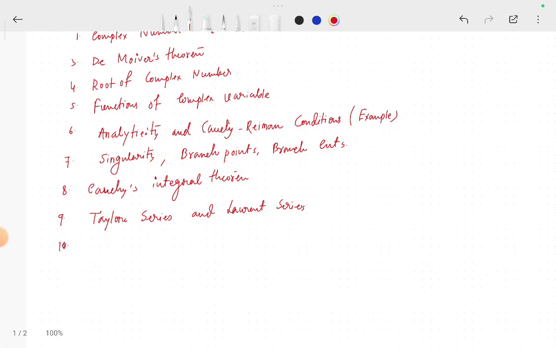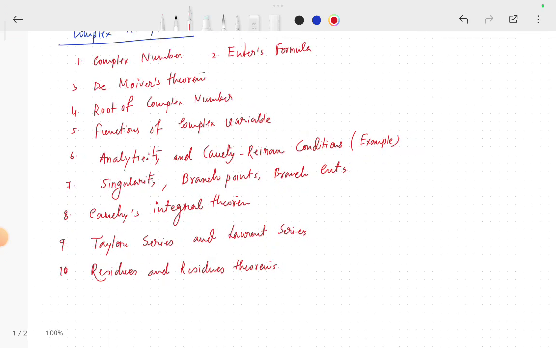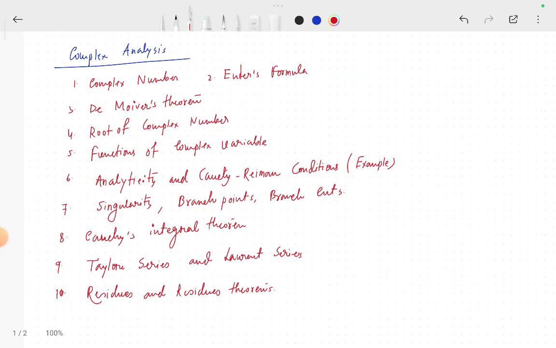So now the subtopic number 10 is basically the residue calculations, and the very, very important residues and residue theorem actually. So we have to start with the residue theorem. Those are the important topics of complex analysis I have to cover throughout my course.